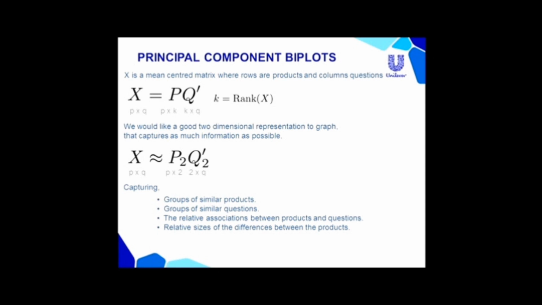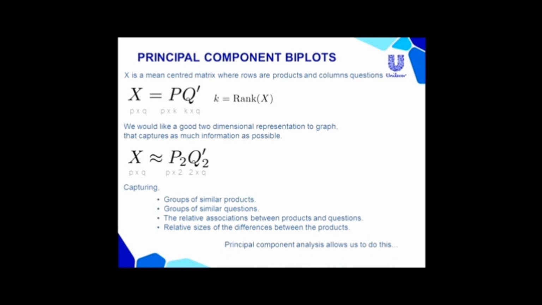So we'd like to find an approximation to our matrix, which we can represent between this product matrix and this question matrix. But we also want to be able to preserve groups of similar products on the map, so we can see which products are being assessed similarly. How the questions relate to each other, which ones maybe correlate, which ones don't. Association between products and questions, so we can relate the two together. And also we want to maintain, if we can, the relative sizes of these differences, so we can get some idea of what the relative differences are, not just whether something's bigger or smaller.